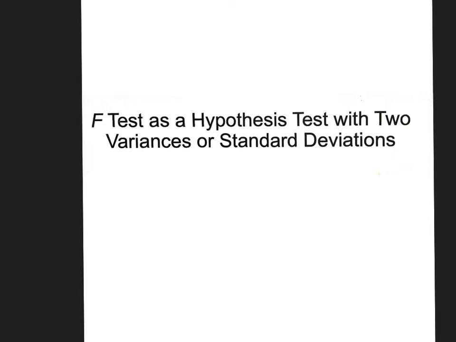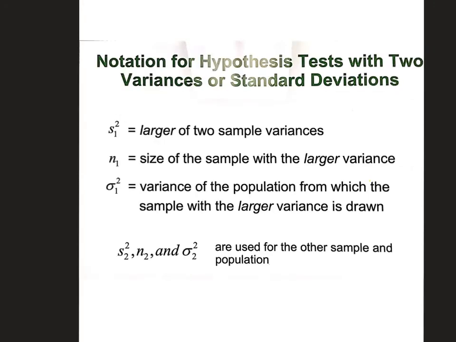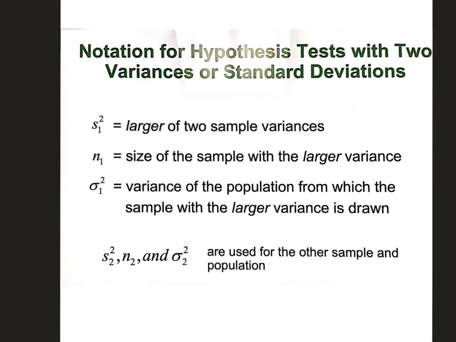All right, here we go. The F-test is a hypothesis test. Notation: this is huge, a very important slide. Your S1, N1, and maybe sigma 1, but these are S squared. These are all variances, but the first one must be the larger of the two variances from the samples. S1 must be the larger one, S2 the smaller. That means N1 is the sample size from the sample with the larger variance, not the larger sample size. And the population variance, baby sigma squared, also comes from the sample with the larger variance. Make sure you got those.